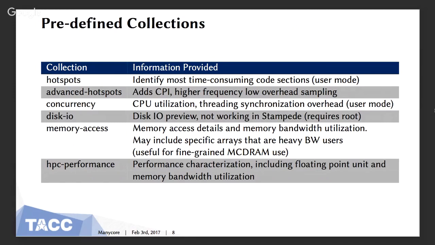Concurrency will give you information about threading synchronization overhead, for example for MPI. This one, we don't have working, so I won't be talking about it. Memory access will give you information about how often you're accessing MCDRAM versus DRAM, and how often you're accessing L2 caches. HPC performance, this particular collection, is my favorite. It combines aspects from hotspots and memory access along with some floating point information.